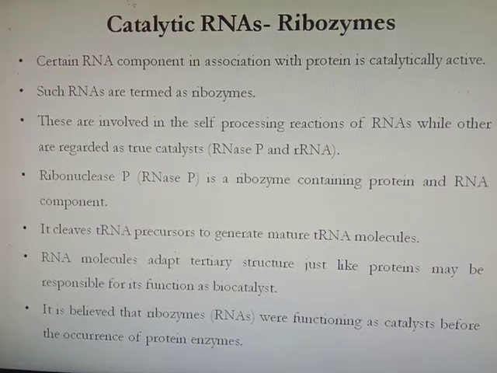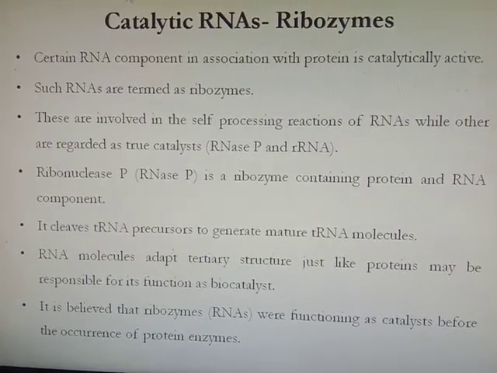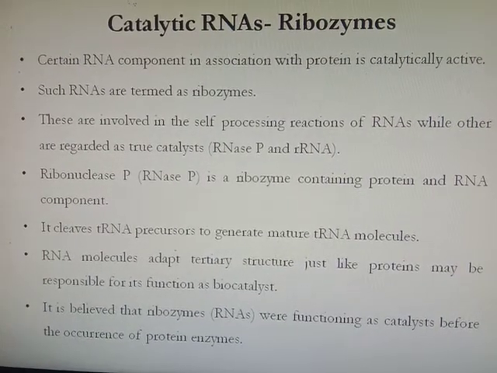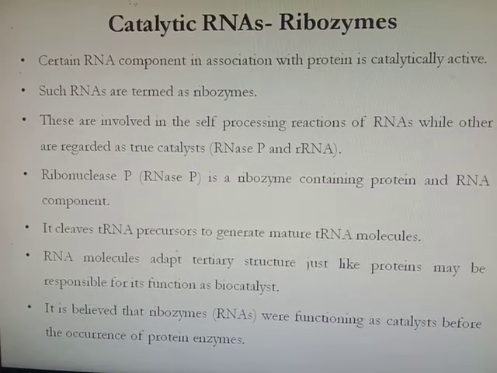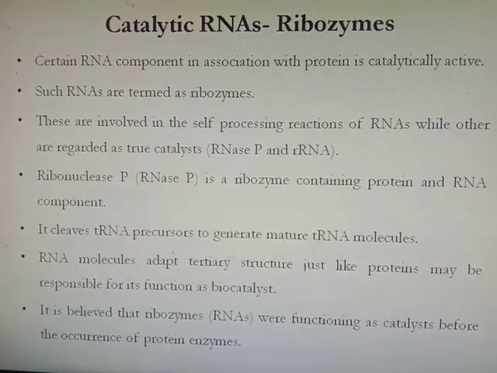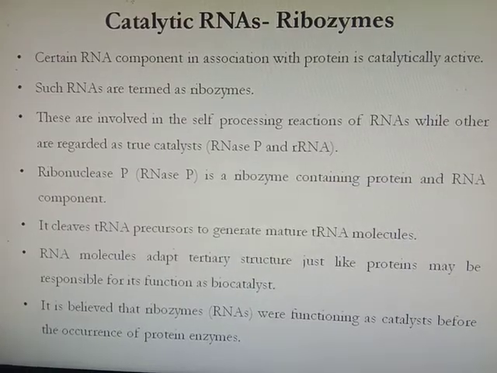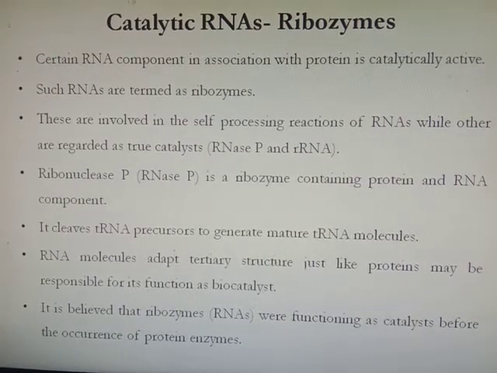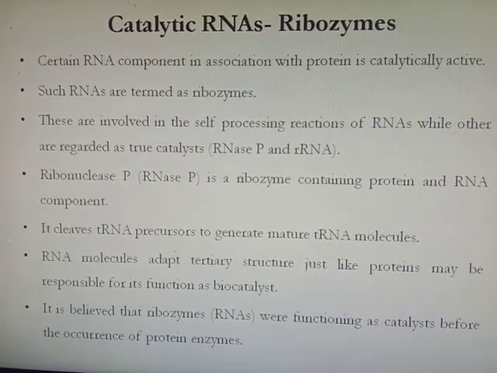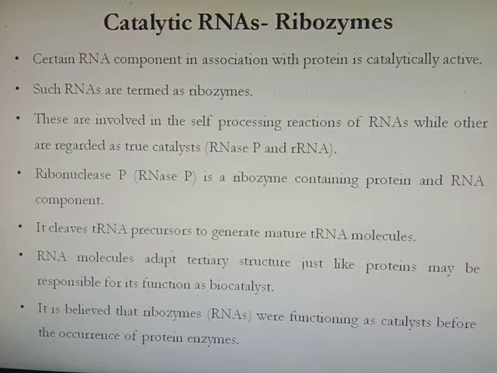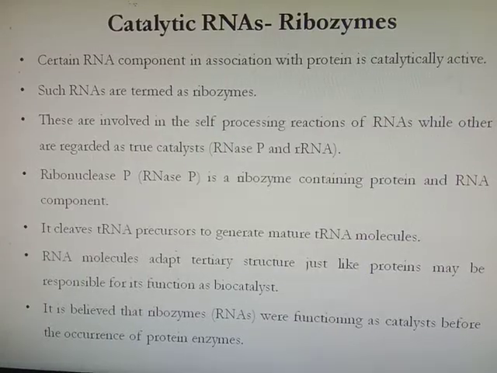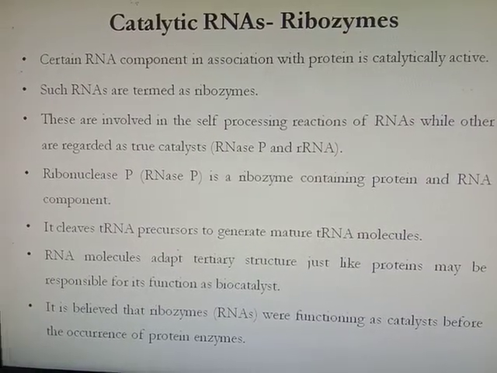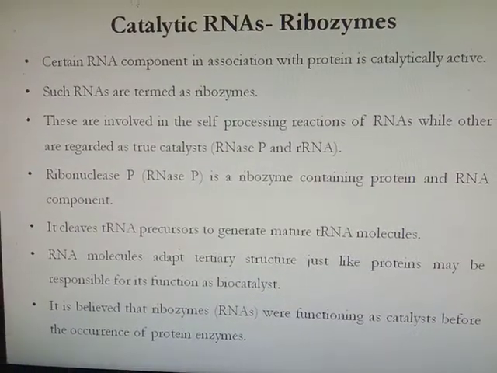For example, ribonuclease P is a ribozyme containing protein and RNA components. It cleaves the tRNA precursor to generate a mature tRNA molecule. The RNA molecule adopts a tertiary structure just like protein, and this may be responsible for it acting as a biocatalyst. It is also believed that these ribozymes or catalytic RNAs functioned as catalysts before the occurrence of protein enzymes.